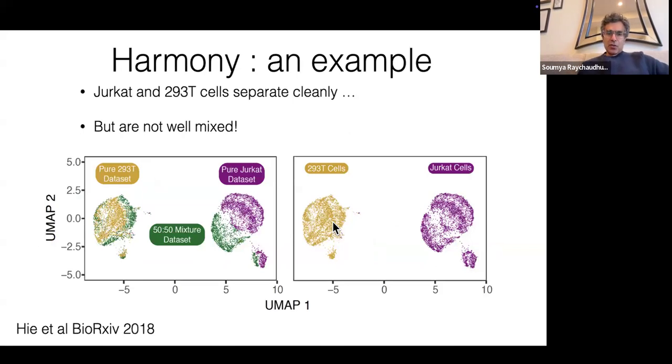Here's a simple example. We're looking at Jurkat cells and 293T cells. These are two different cell lines. You can see we've got three experiments here, one that has only Jurkat cells, one that has 293T cells, and one that has a 50-50 mix. And what you see when you use the 50-50 mix is that the cells cluster separately. The cells from the experiment with Jurkat and 293Ts cluster separately from the Jurkat cells that are just from the Jurkat.